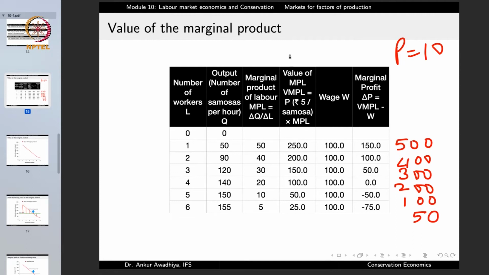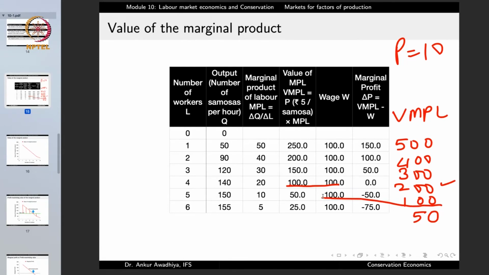So this is the value of the marginal product of labor. Now, in the earlier case, we were observing that when the company hires the fourth labor, then the value of the marginal product of labor is equal to the wage rate. But in this case, when the company hires the fourth labor, the value of the marginal product of labor is greater than the wage rate. So the fourth labor is definitely hired. What about the fifth one? In the case of the fifth labor, the value of the marginal product is equal to the wage rate.